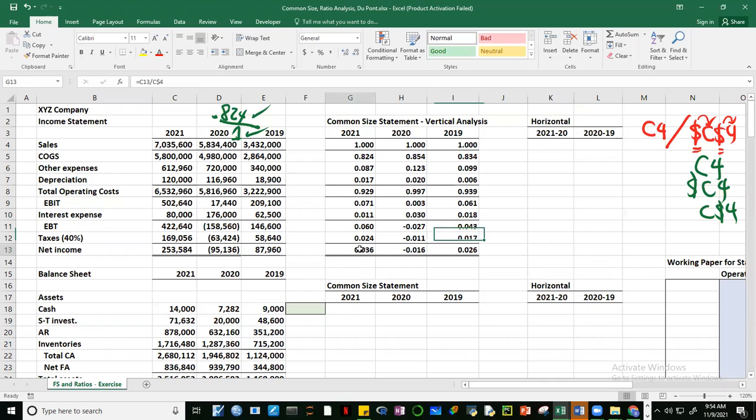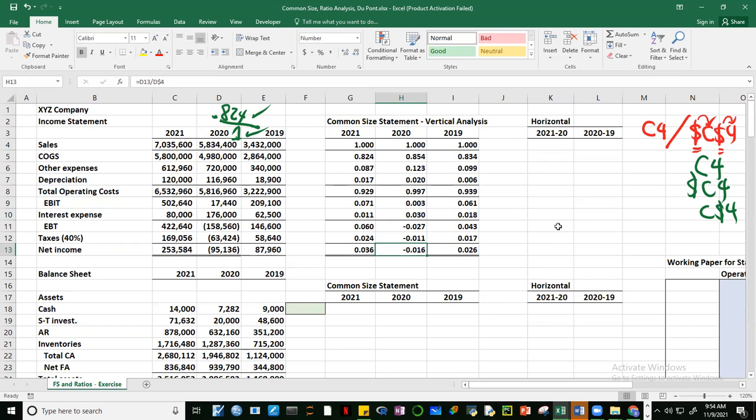Now take a look at the bottom line, the net income. You see in 2019, the company was able to generate a profit of around 2.6 centavos. It was higher in 2021, 3.6 centavos. But in 2020, the company was losing 1.6 centavos for every peso of sales.